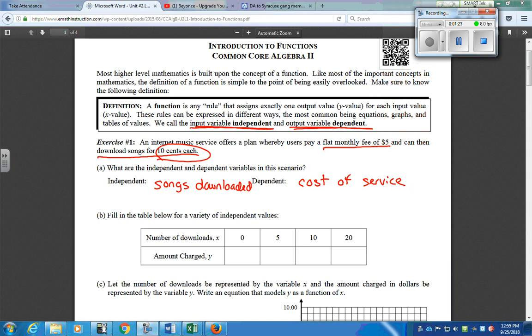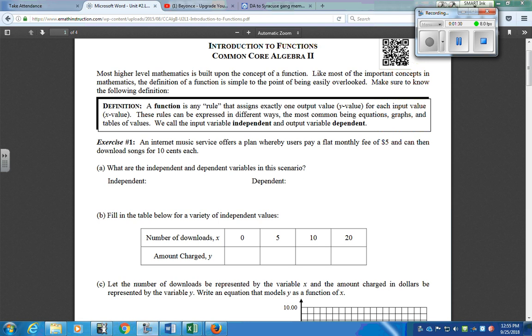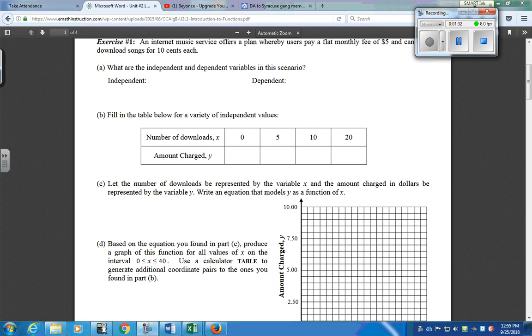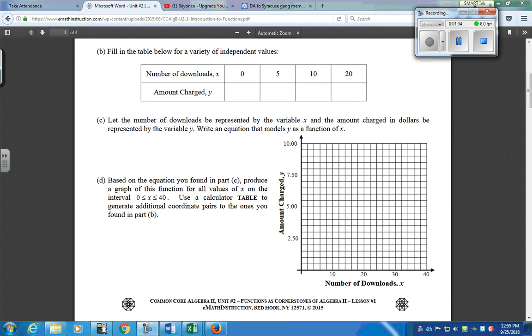Now the next thing we're going to do is write a function, and we're going to go ahead and fill in a table and graph it. So I'm going to move down so you can see B, C, and D. And it says fill in the table below. So it says number of downloads 0. Well, the amount charged would then be $5 because you have that monthly fee.